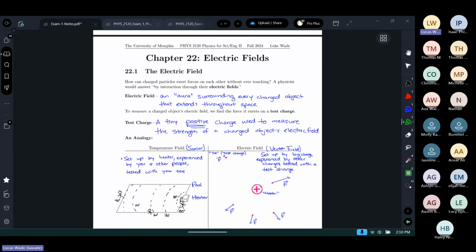The remainder of the chapter after we've defined that idea is about how you can calculate electric fields for different arrangements of charge, and then how other charges would react to electric fields. So that's the two bits: how do charges react to external electric fields? What kind of electric fields do charges create?